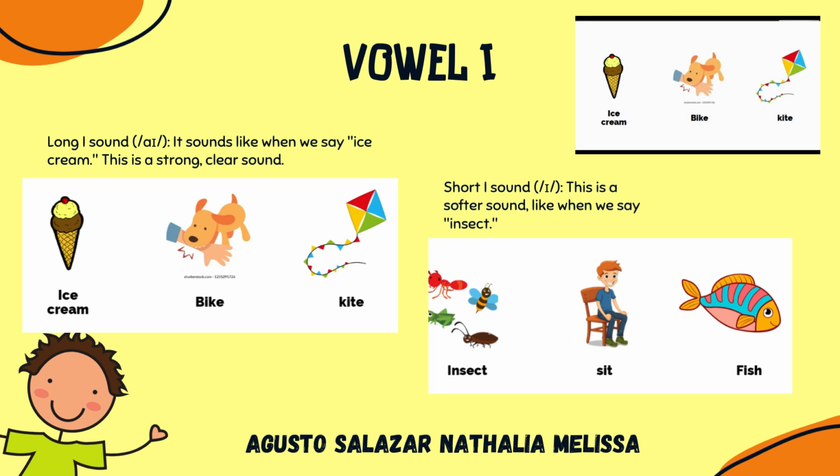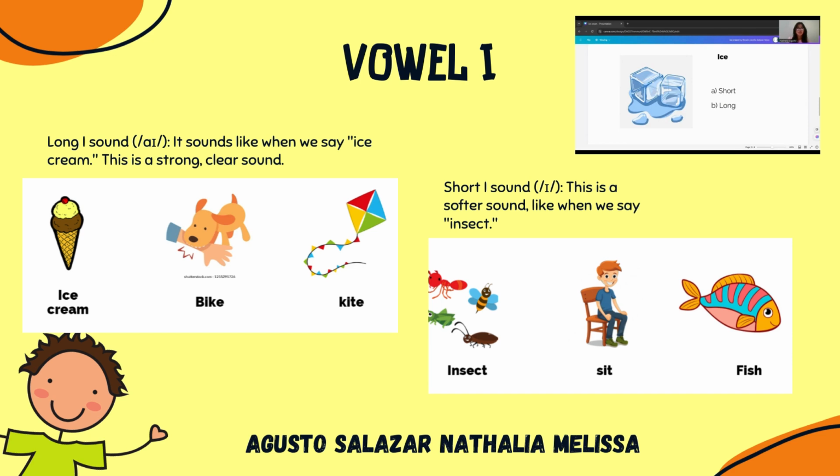Here is the word ice cream. This is a long I sound. Bike, it's another long I sound. And the last one is kite. And these words are short I sound. For example, insect, sit, and fish.